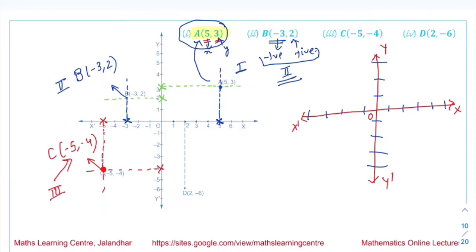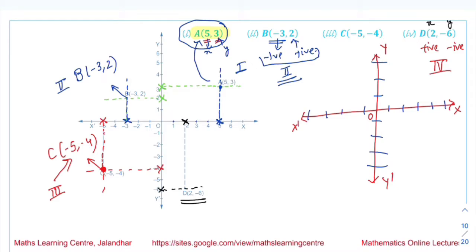Both of these coordinates have the negative sign. The last one is D, (2,-6). The x coordinate is positive and the y coordinate is negative. So in which quadrant does it lie? It lies in the fourth quadrant. How do we draw it? We mark the point 2 units on the x-axis and minus 6 on the y-axis. Again we draw the perpendiculars, and the point we get is D, (2,-6). This is the point we have over here.